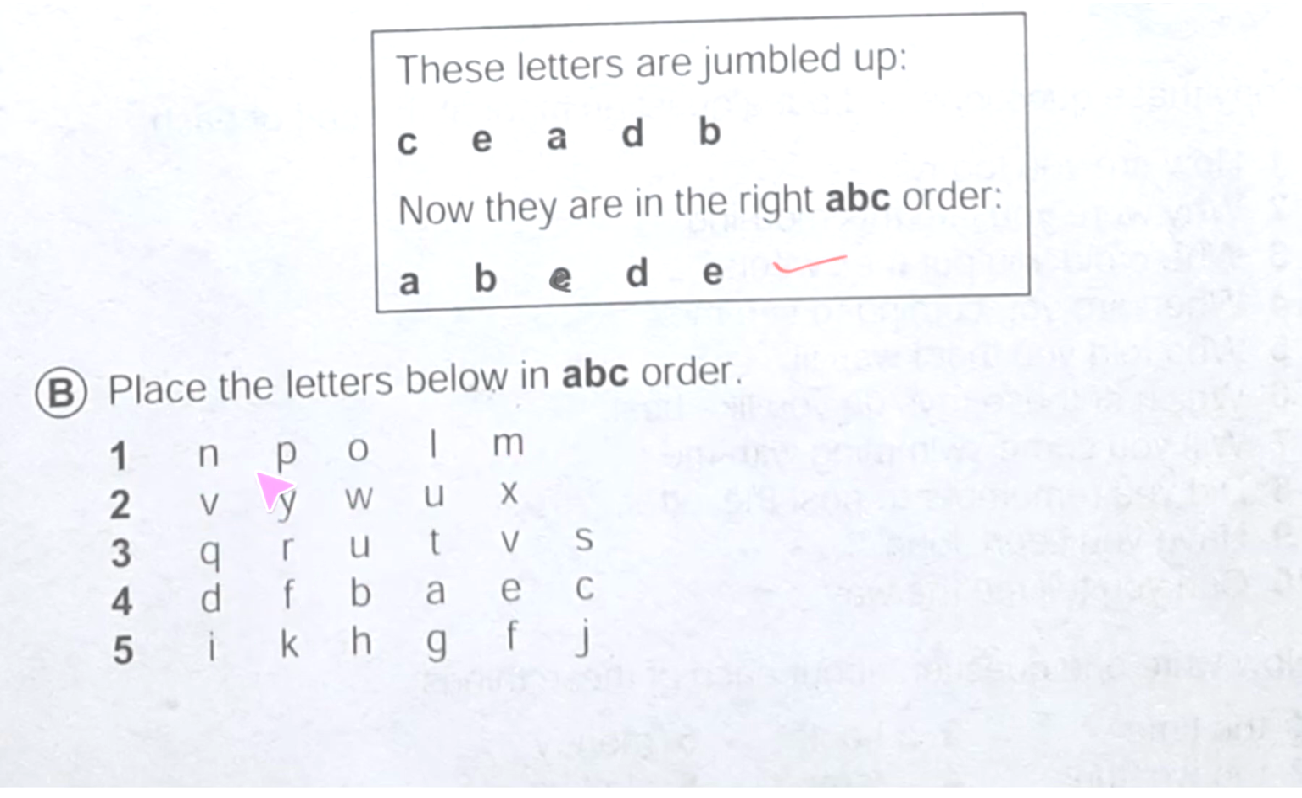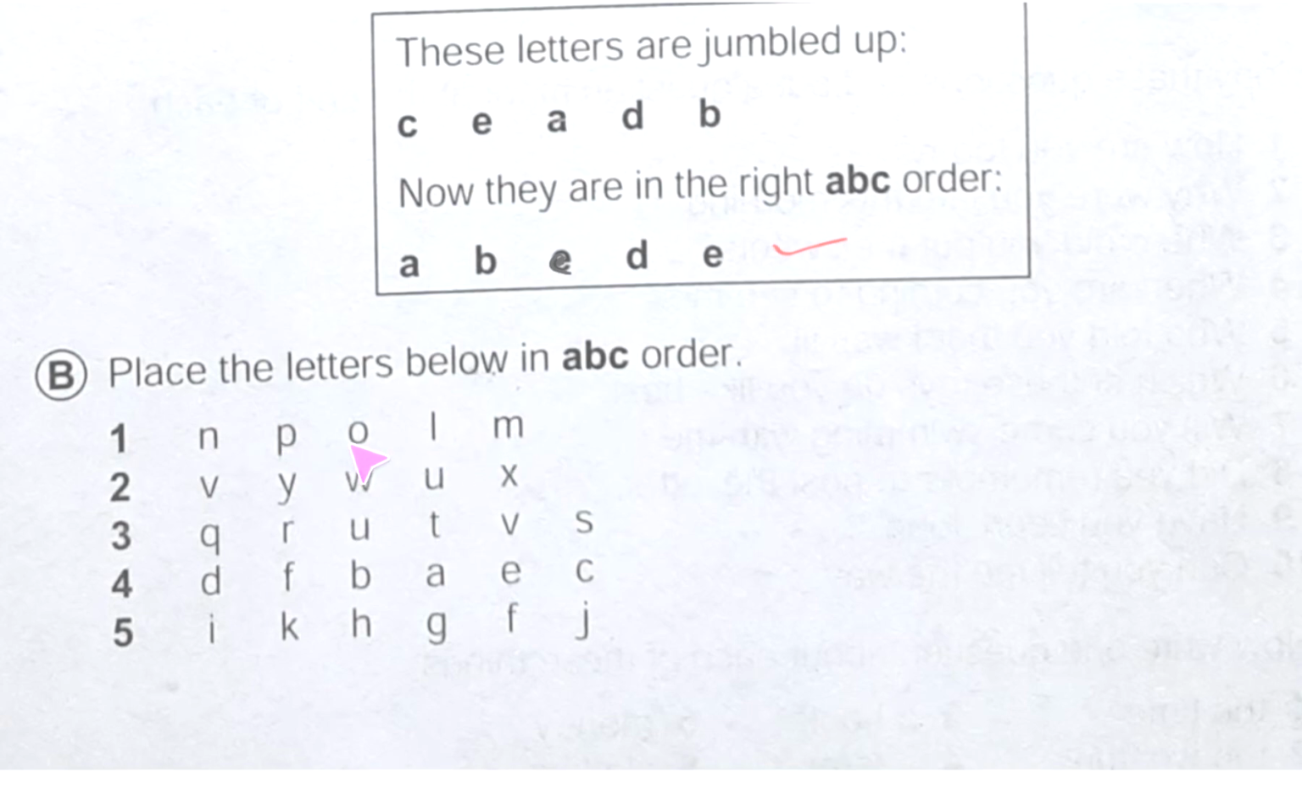See here, N, P, O, L, M. If we want to write this in ABC order, then first will be L, M, then N, O, P. So easy. Next one, see, V, Y, W, U, X. So let's write it in ABC order. It will be U, V, W, X, Y.